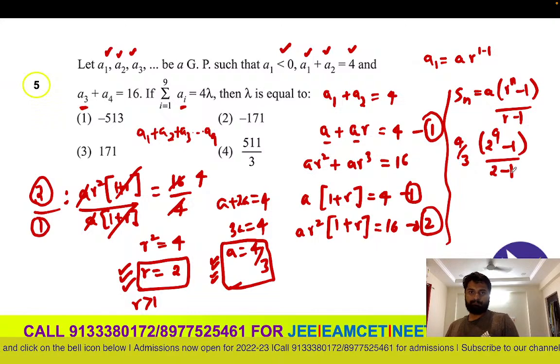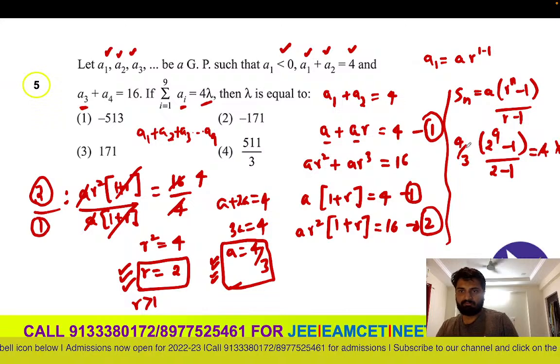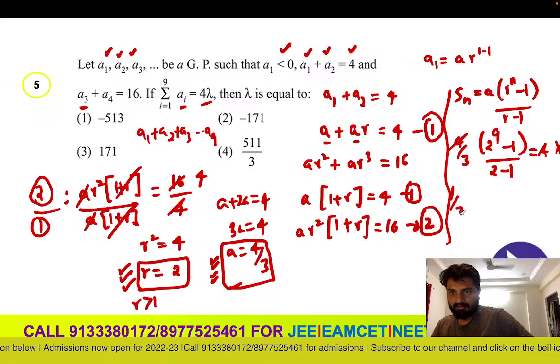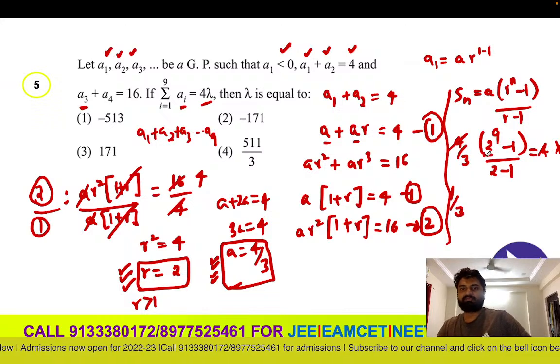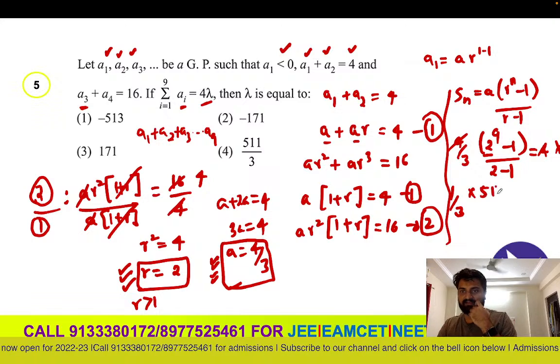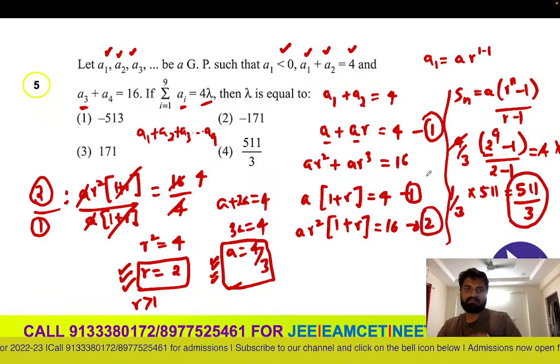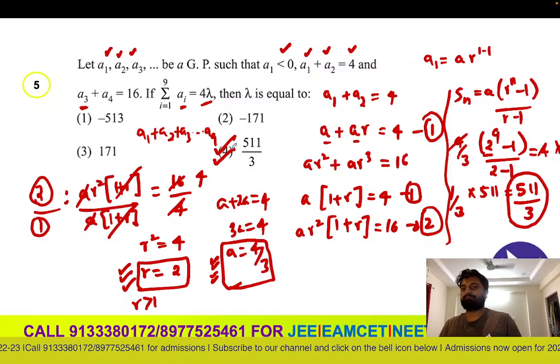So you can just simplify this. 4 will get cancelled, so 1 by 3. 2 power 9 is what? 2 twos are 4, 2 fours are 8, up to 512, minus 1. So that is 511. The answer will be 511 by 3, which is the fourth option.